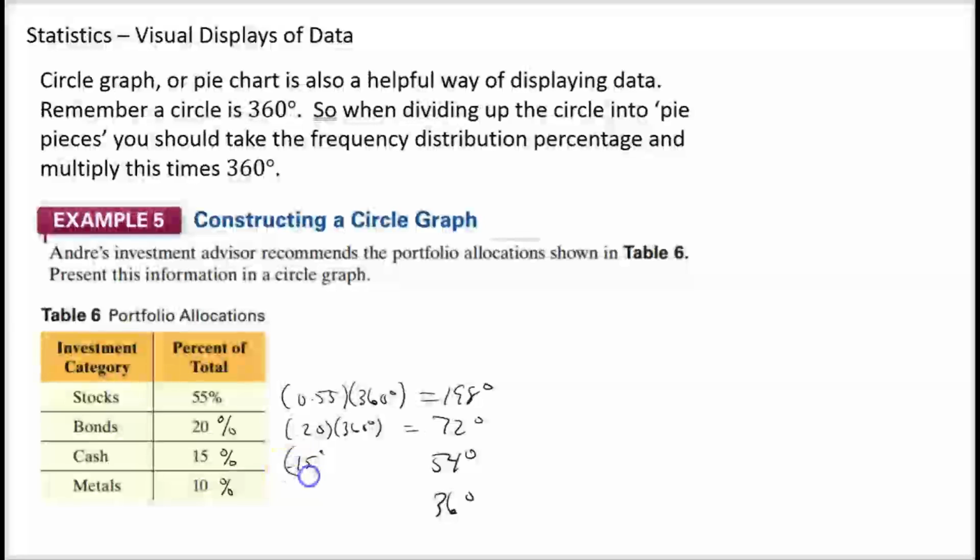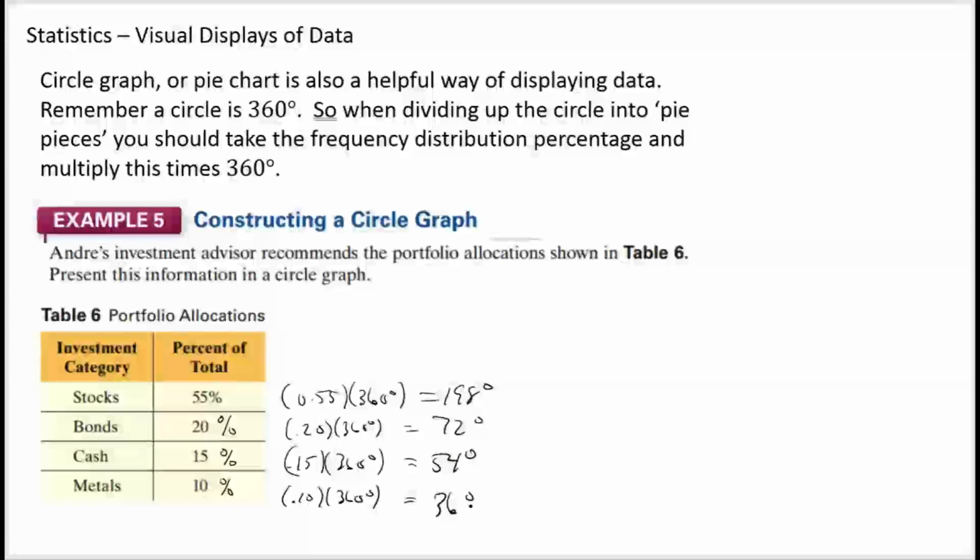So again, I'm changing these percents to decimals and multiplying by 360. Again, the 360 comes from the number of degrees in one circle. Now, if I added all those up, they should add back to 360 as long as this is a complete frequency distribution. 55 plus 20 is 75, plus 15 is 90, plus 10, that's 100%. So yeah, that should add to be 360.